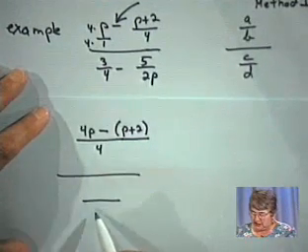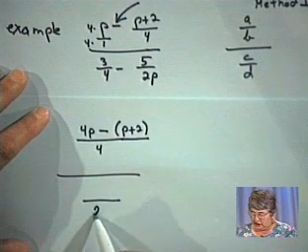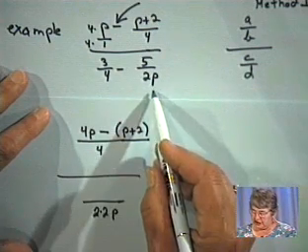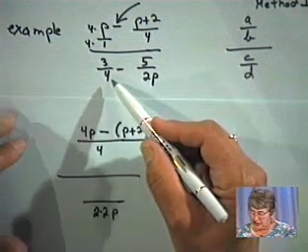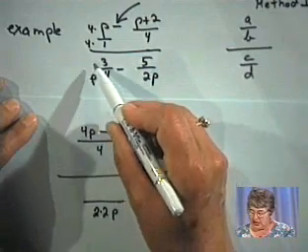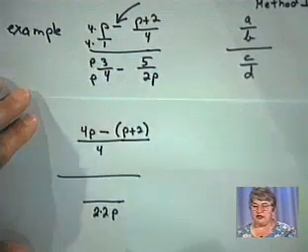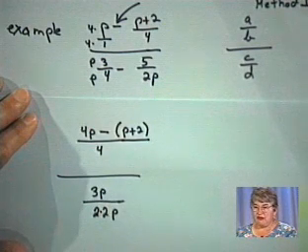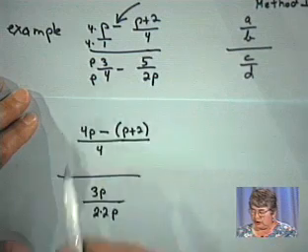Times 2, and so we're going to have 2 times 2 times p as our common denominator for the denominator. The first expression already has a 4, but it doesn't have a p, so let's multiply the numerator and denominator by p over p. That gives us 3p divided by 4p, which is the denominator we want.